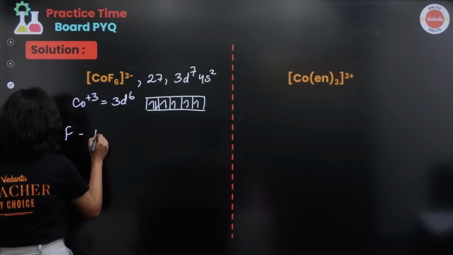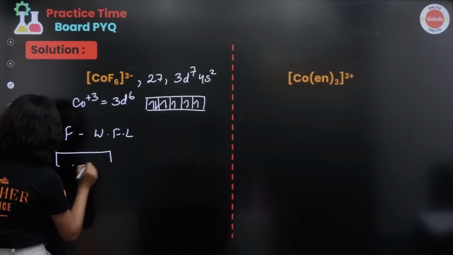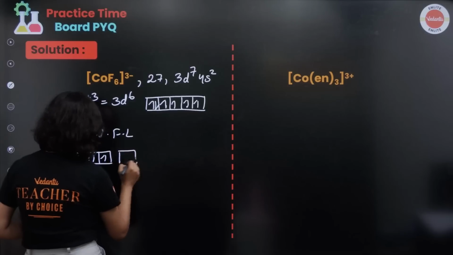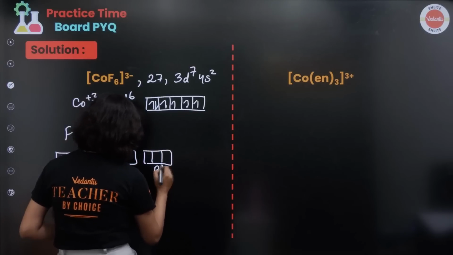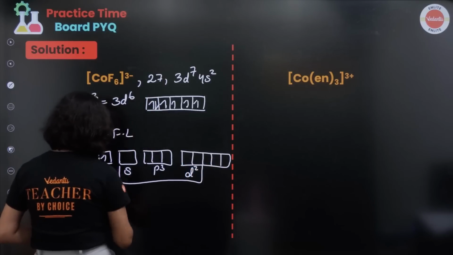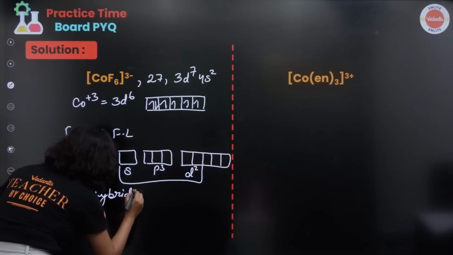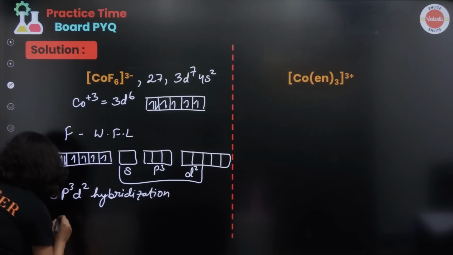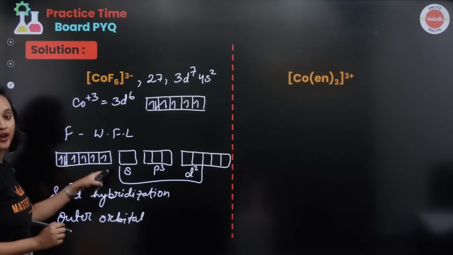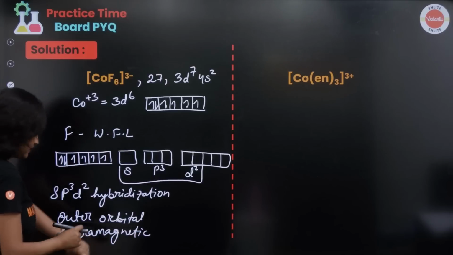F is a weak field ligand, WFL. No pairing will happen. If no pairing happens, it will form 1, 2, 3, 4, 5, 6. Then it will take s, p3, and it will take d2. So this will be the hybridization, sp3d2 hybridization, right? And what is this? Outer orbital complex. Plus there are unpaired electrons, so paramagnetic. Am I right? Yes, this will be paramagnetic.